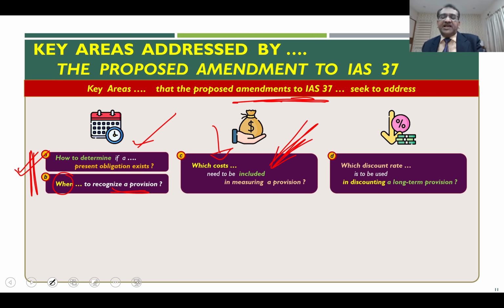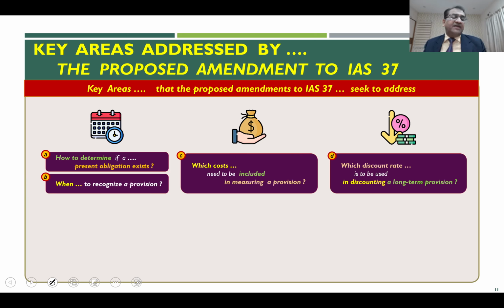Now, if you look at the first slide which we talked about, this was the problem statement which the standard setters have, which the preparers of financial statements have asked for. The stakeholders asked, this is my problem: which cost do I need to include? So there is more guidance, more insights covered in the proposed amendment to IAS 37 that gives you additional insights on which type of cost should be included when you are measuring a provision.